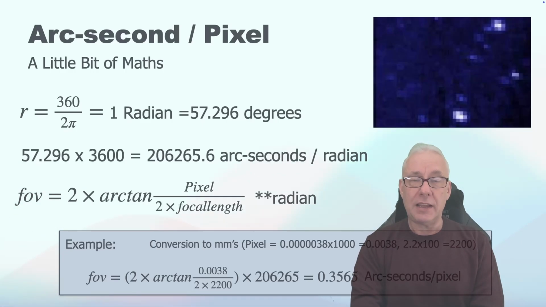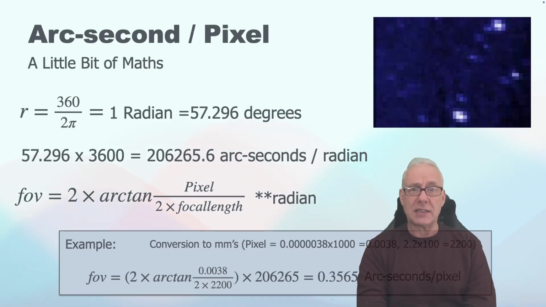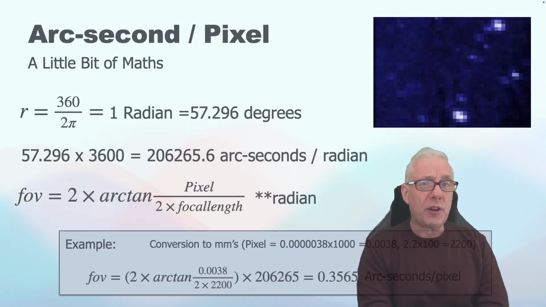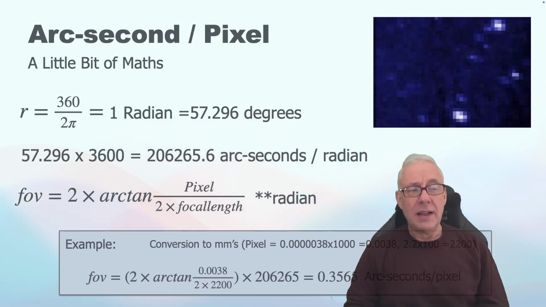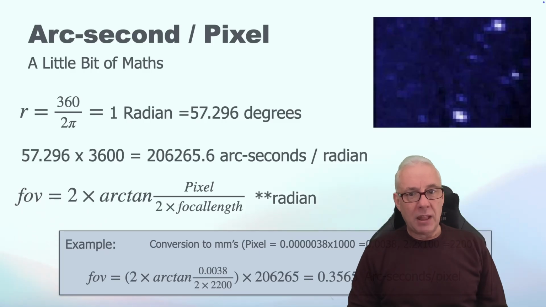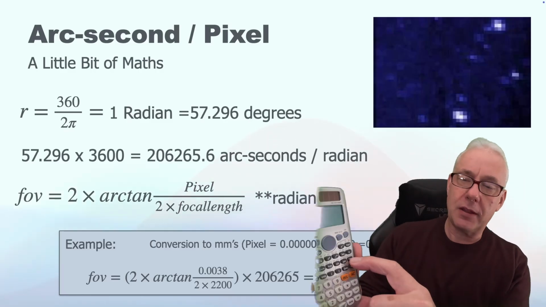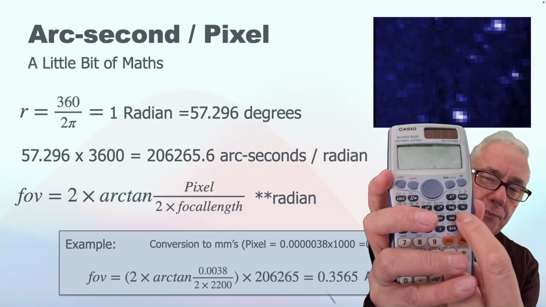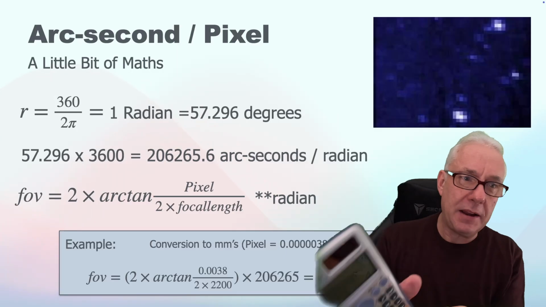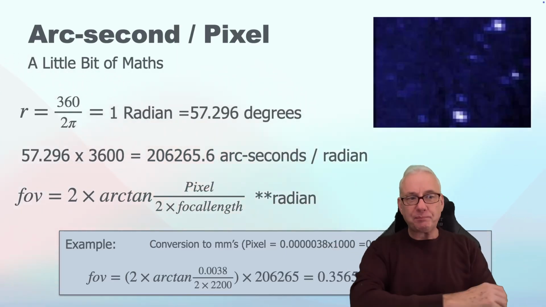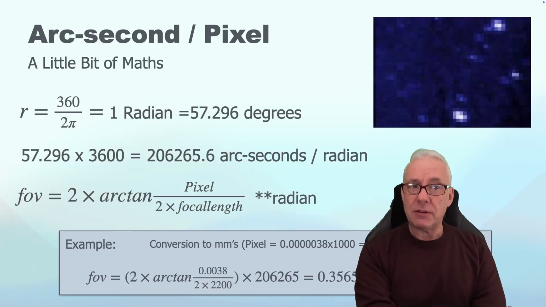Now, to calculate how big a pixel is for you, how many arc seconds per pixel, the field of view of your telescope is a simple formula. It's 2 times the arctan. Arctan is a simple inverse tan on your calculator. The arctan is the little brown symbol, so it's shift tan on this Casio calculator. So your pixel divided by 2 times the focal length of your telescope, and that's in radians, of course.